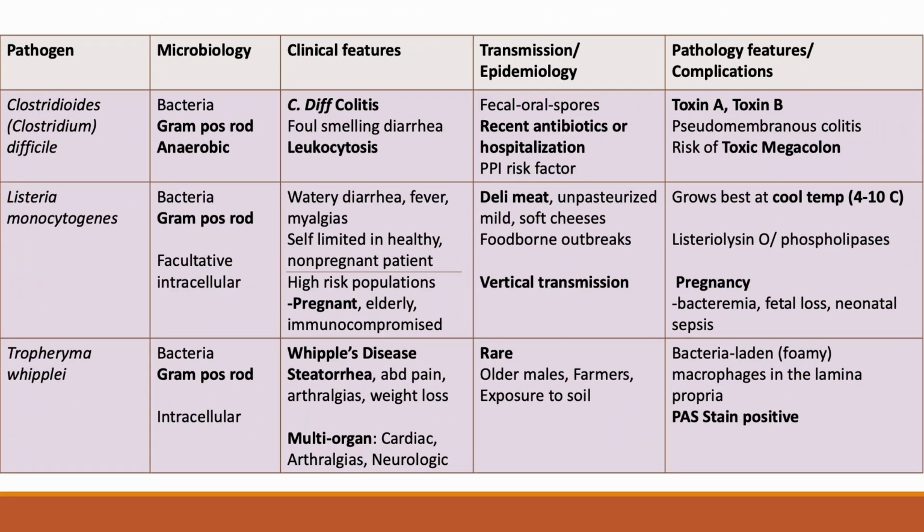Again, we have a table here summarizing some of the features of the pathogens we've discussed. This is a great study tool, but don't forget to reference the other slides as well. A few things to note here. These are all gram-positive rods, with C. diff being anaerobic. Again, you can see some of the important clinical features, transmission, epidemiology, pathologic features, and complications associated with these pathogens.